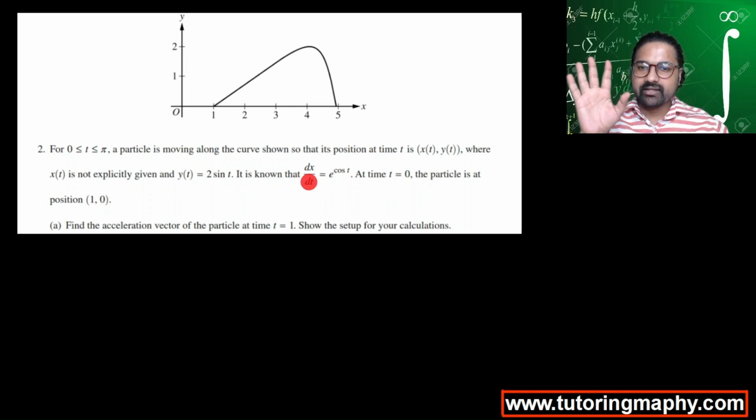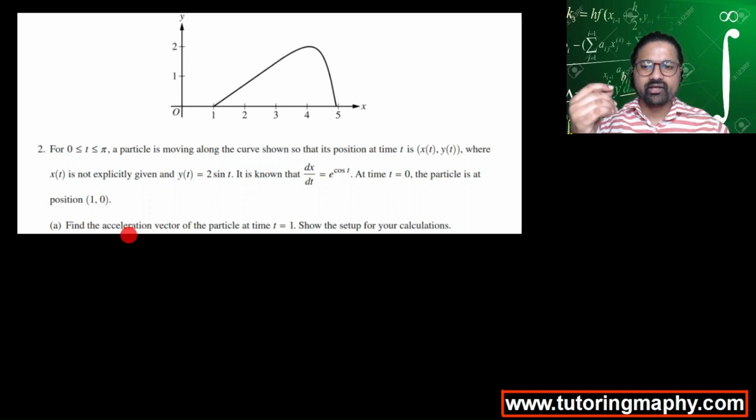And it is known that dx over dt is e raised to cos t. So the rate of change of x with respect to time is given, not x itself. And at t equal to 0, the particle is at the position (1, 0). So its x coordinate is 1 and the y coordinate is 0, which is pretty evident from the graph as well.